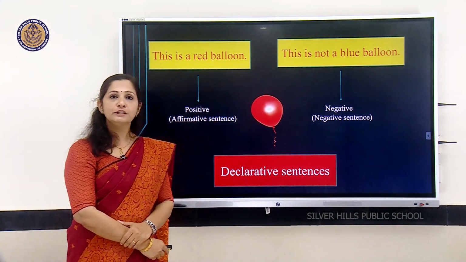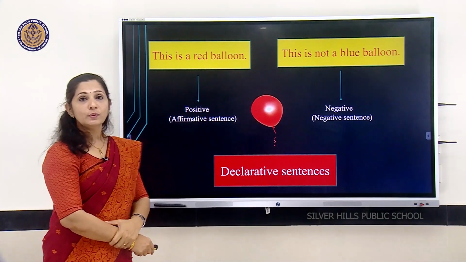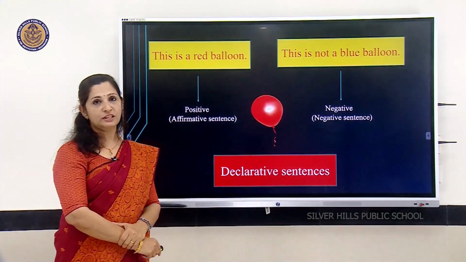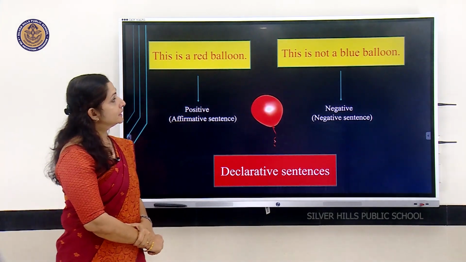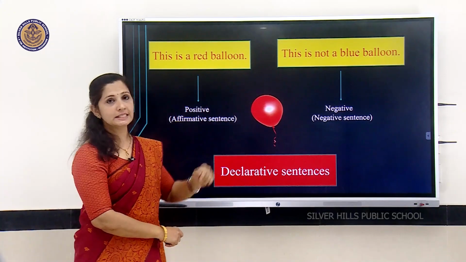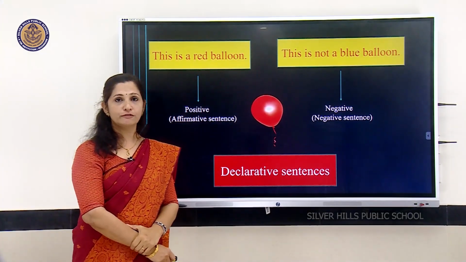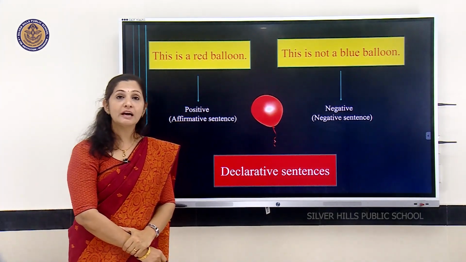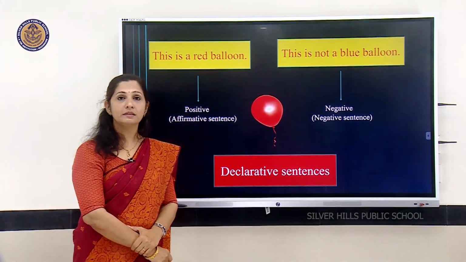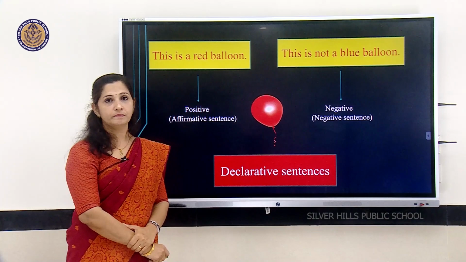But there is a slight difference between the 2. When we say this is a red balloon, it is a positive statement. When I say this is not a blue balloon, the word not in the sentence makes it negative. When we have no or not in the sentence, it is said to be a negative sentence.